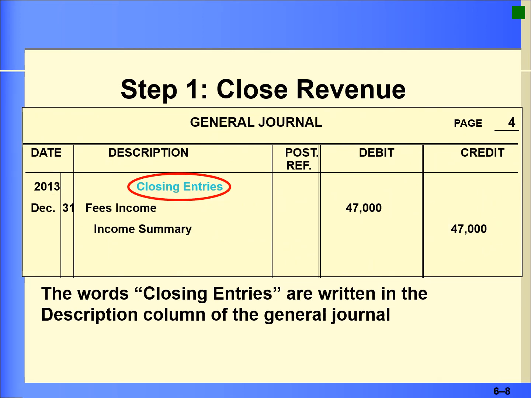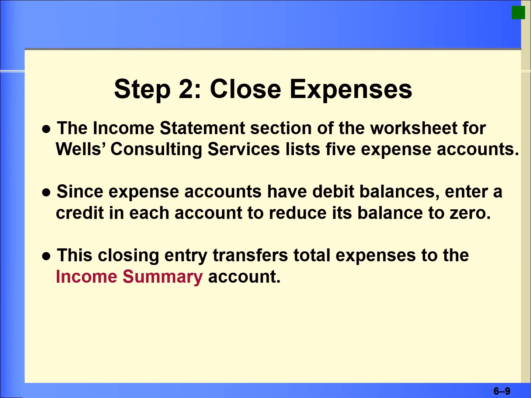And here is a little more formal approach. Here's the debit to fees income and the credit to income summary. Notice debit, credit, and at this point in time, once it's posted, the fees income would have a zero balance. Now the next step will be step 2, which will be to close the expenses, and we'll use the income summary as our account to transfer those into.